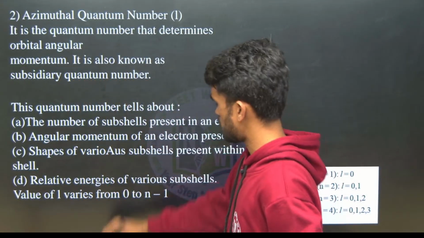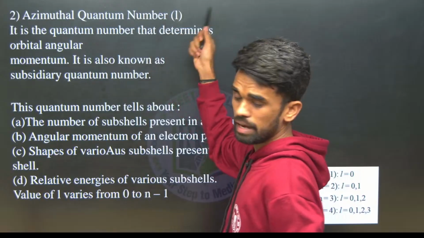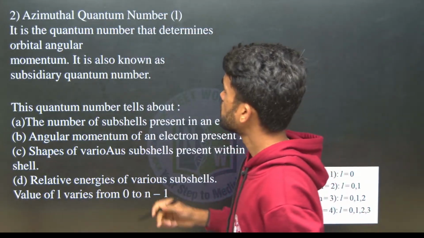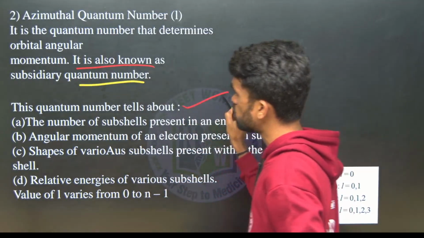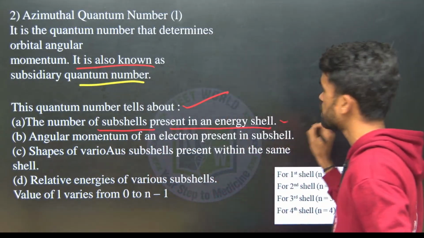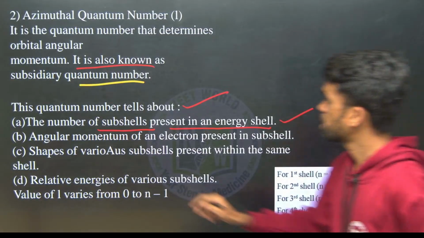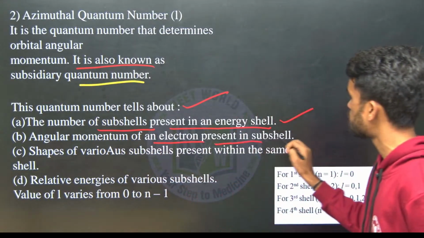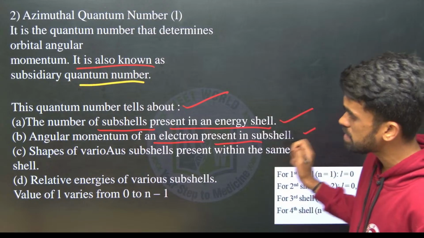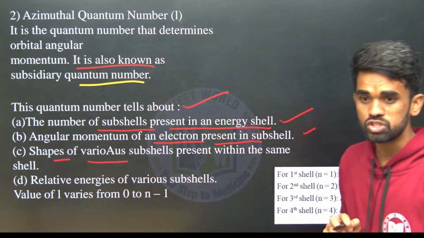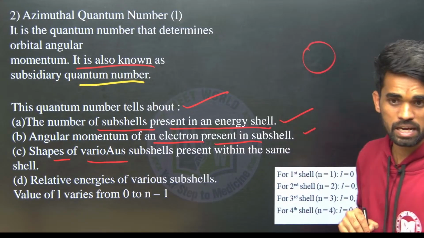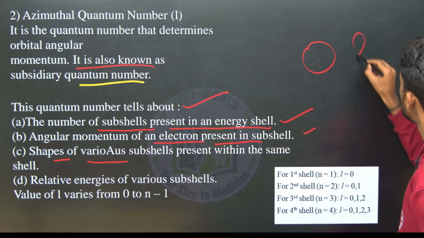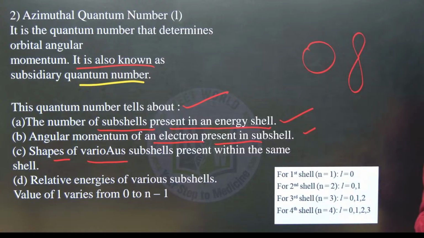It is the subsidiary quantum number. After n, we need to look for the L value. It is also known as the subsidiary quantum number, and it tells about the number of subshells present in an energy level. The angular quantum number of an electron present in a subshell says about the shapes of various subshells. Like s orbital is spherical in shape and p has dumbbell shape. Again, d is double dumbbell, like that.